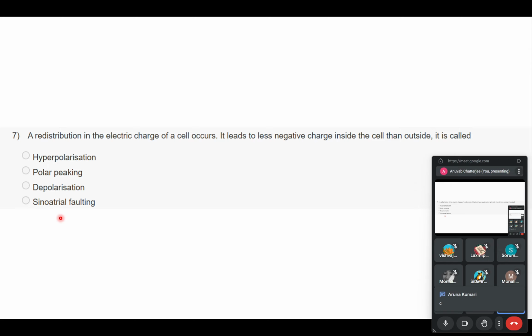Aruna says it is C, depolarization. Inside becoming less negative is depolarization. Surajit also says it is C. Lakshmi Priya says it is B, polar peaking. Anyone else? Lakshmi Priya changes her answer to C, depolarization. Kamlesh also says it is C, depolarization. Shraddhanjali also says it is C. Mona Lisa also says C. And Shanti Priya also says that is C, depolarization.